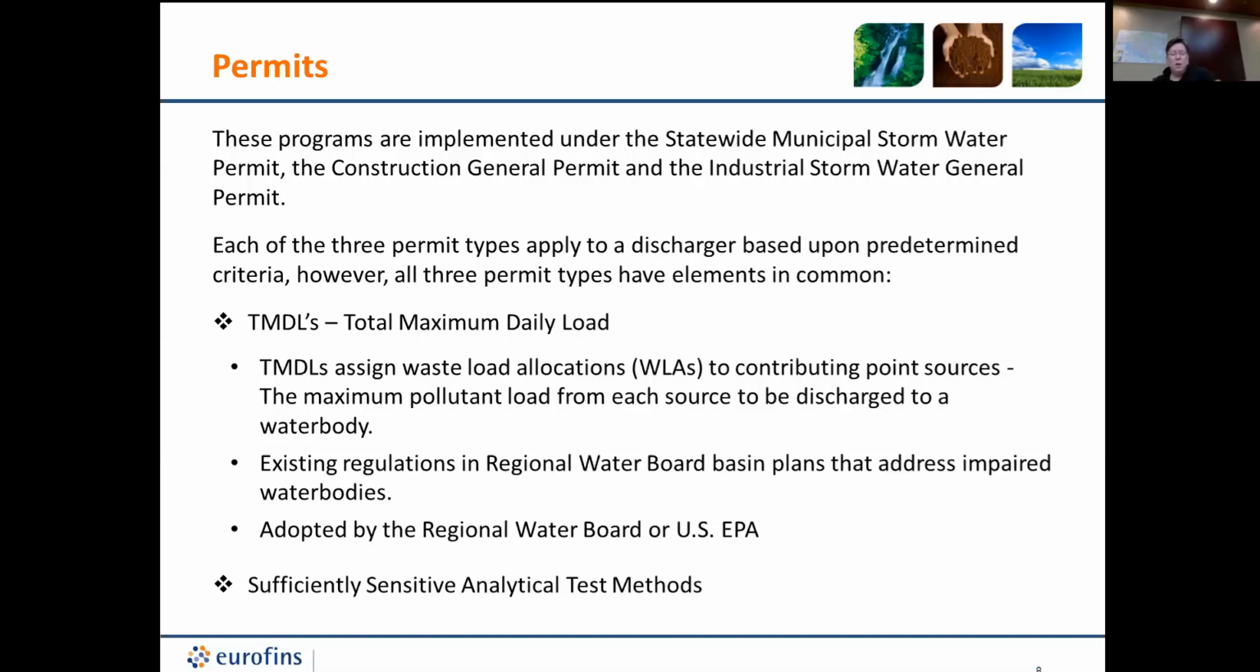So these are TMDL numbers that are put out there to say you can only do this, you can only discharge this, you're overloading this system, so we may have to go to a different type of capture or cleanup measure. The thing that we take away from the permits, really that ties into this topic, is what they call the sufficiently sensitive analytical test methods. And that's kind of where the lab comes into play.